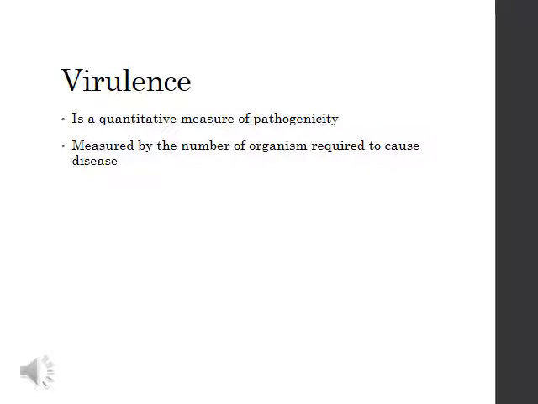So how do we measure pathogenicity? In short, we quantitatively measure the ability to cause disease and the mechanism of development of disease. This is actually virulence, measured by the number of organisms required to cause disease. Virulence is highly dependent upon the number of microscopic organisms involved in the disease or virulence process.